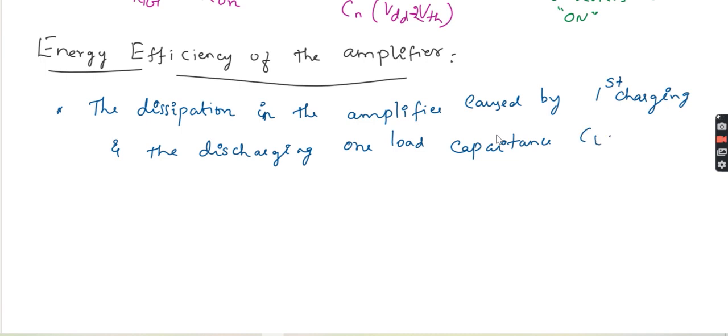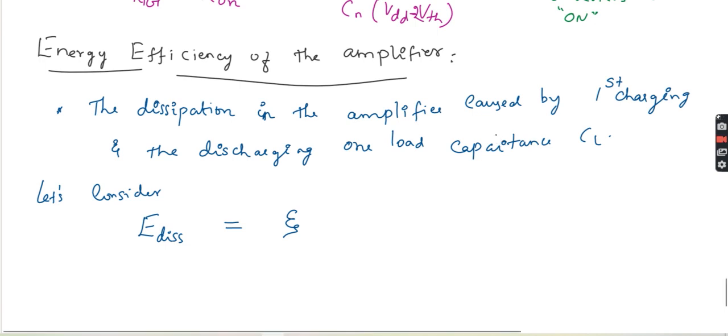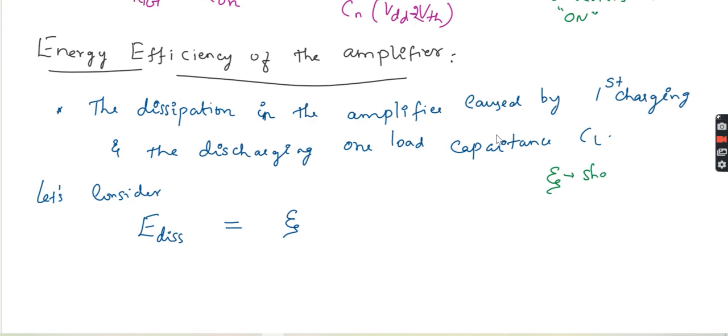So now let us consider energy dissipation, that is E, right? Energy dissipation is equal to, I am writing, this factor, which is called the shape factor. So I will write here the name of this factor: shape factor. How we can read this, we have to read it as psi.